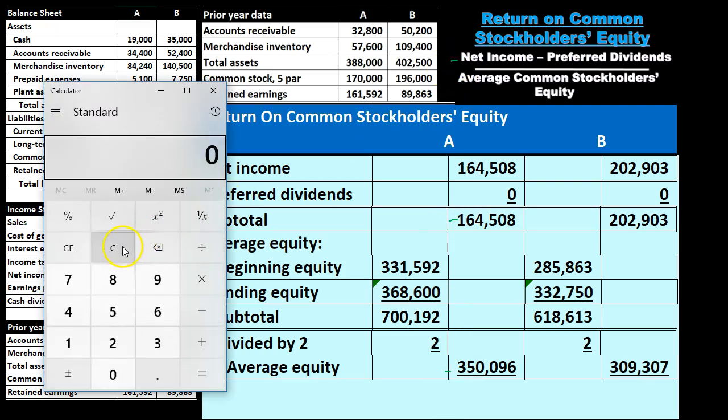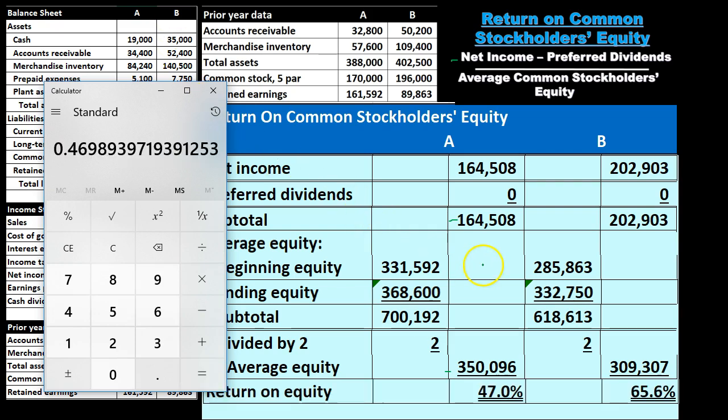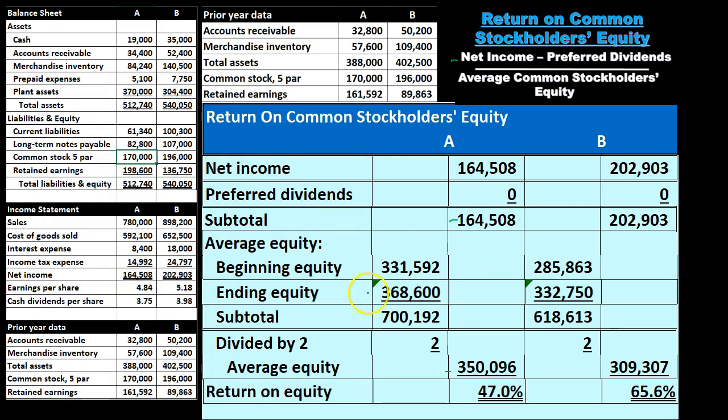Let's push that into the calculator now. We got the 164,508 divided by the 350,096. That's going to give us our 47% about. So remember, we're always going to be having to deal with the rounding. So note up top, we in essence have the net income. So we're starting with the net income up top. We're comparing that to our equity.